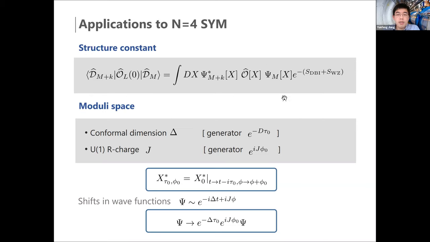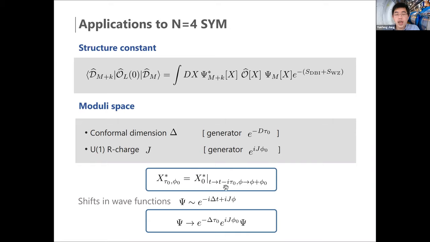As before, there's a symmetry, so there's a family, a moduli space, of classical solutions. The moduli space is the following. We have two U(1) charges. One is the conformal dimension, delta, and the other is related to the U(1) R charge, J. These two symmetries are generated by the dilatation operator and also this rotation. So in more detail, suppose you have some X, which is a solution.